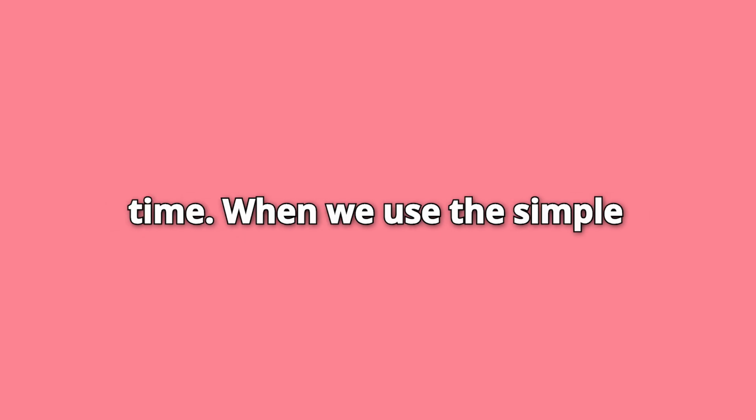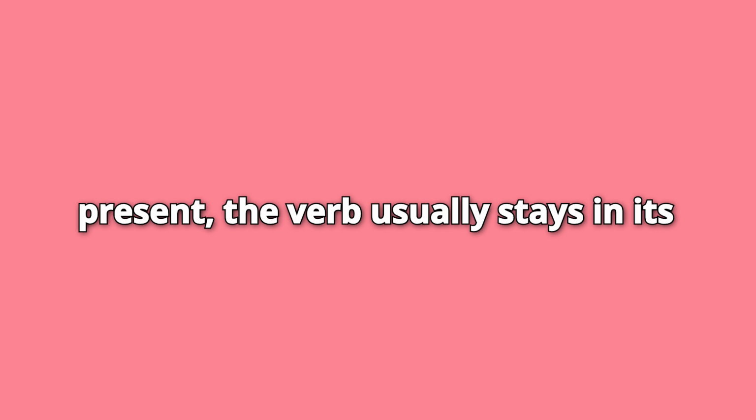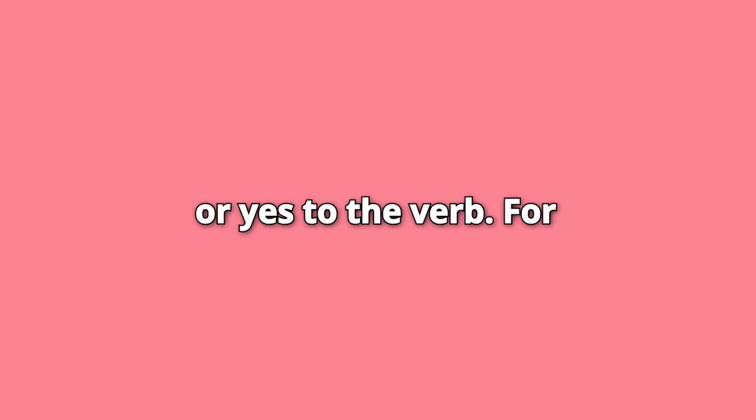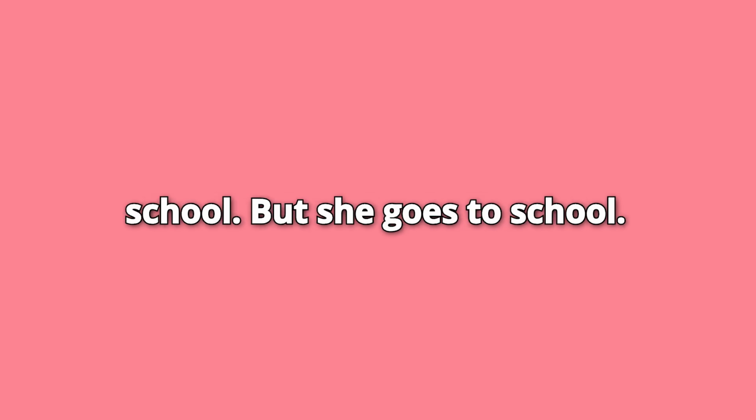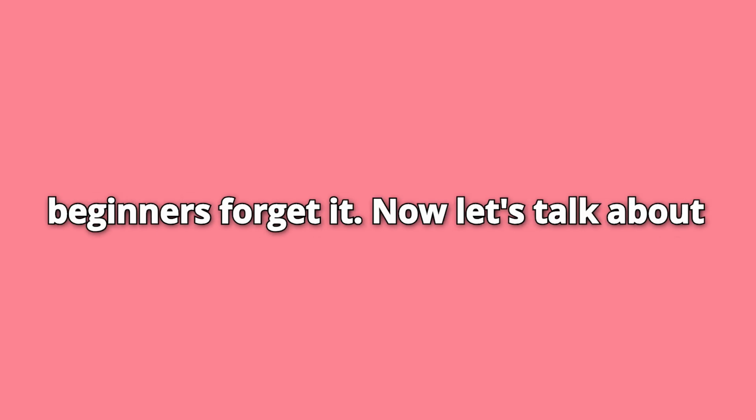When we use the simple present, the verb usually stays in its base form, but for he, she, and it we add s or es to the verb. For example, I play football, but he plays football. I go to school, but she goes to school. This rule is very important, and many beginners forget it.